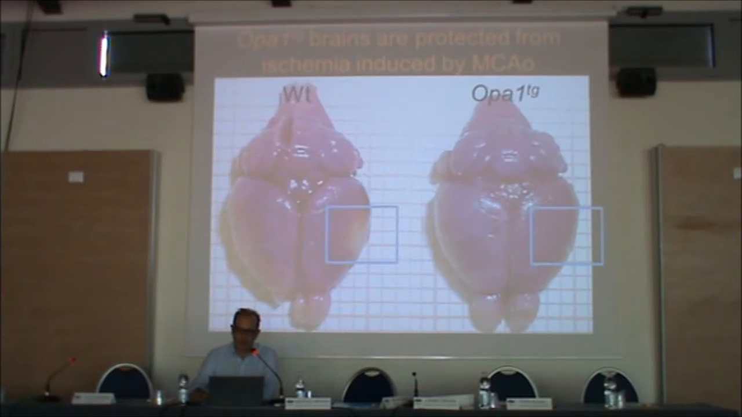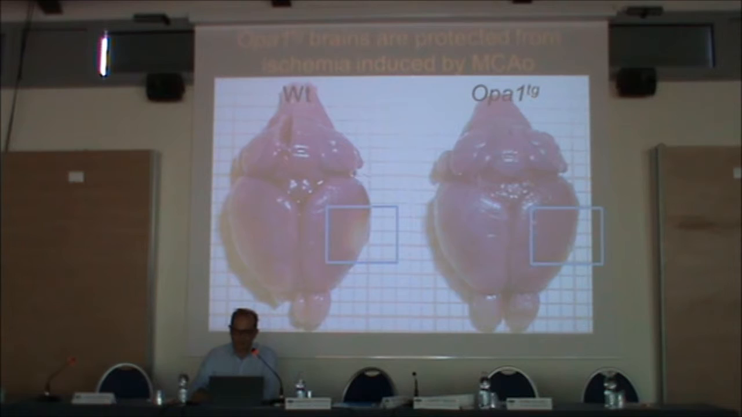It's protective against middle cerebral artery occlusion, which is a model of stroke. And you can see clearly here the white area, which is the dead area in the wild type animal, and the fact that the supravital staining is clearly staining the OPA1 transgenic animals, and that's the quantification.